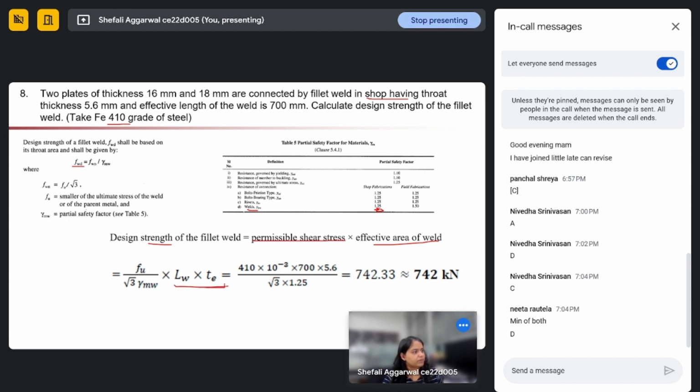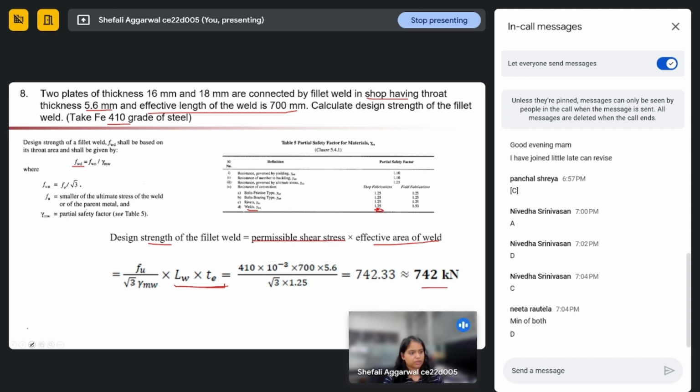Then the effective area of weld will be taken as LW times TE. LW is our effective length of weld, which is given as 700 mm, and TE is the throat thickness, 5.6. We will multiply all these terms and then we will get the strength approximately near 742 kilonewton.